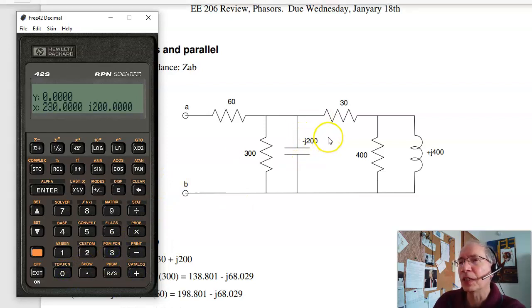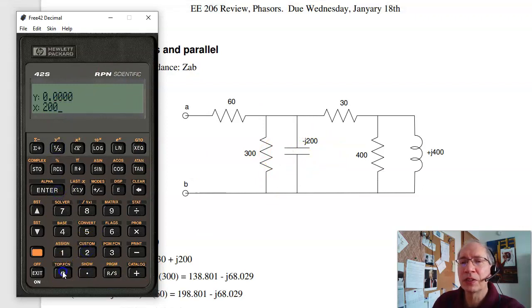In parallel the inverses add. So take the inverse, minus J200, 0, enter, negative 200, complex, there's minus J200, take its inverse, the inverses add, 300, inverse, add. Once I get the sum of the inverses, invert. So all this together is 138 minus J68 ohms plus 60. So there's your answer.